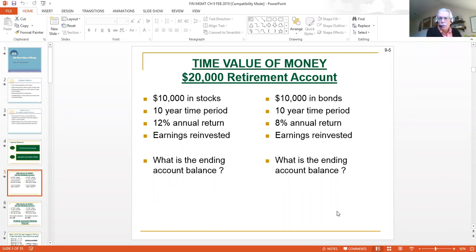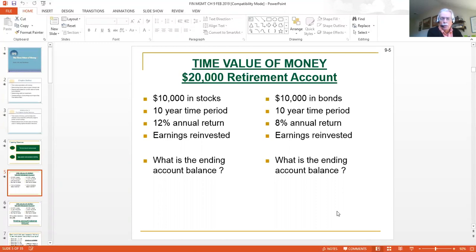On the left-hand side, you have an example of placing $10,000 in a stock portfolio that's going to return 12% per year for a 10-year time period. What will be the result at the end of the 10-year time period? Well, you're going to take the $10,000 as a present value amount, grow it into the future. The question is, what do you have in the future? So given a present value amount, we solve for the future value.